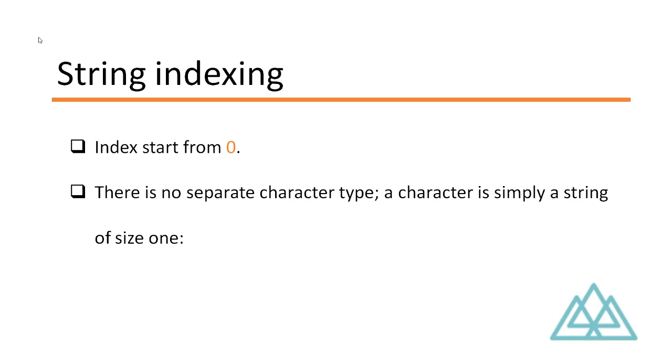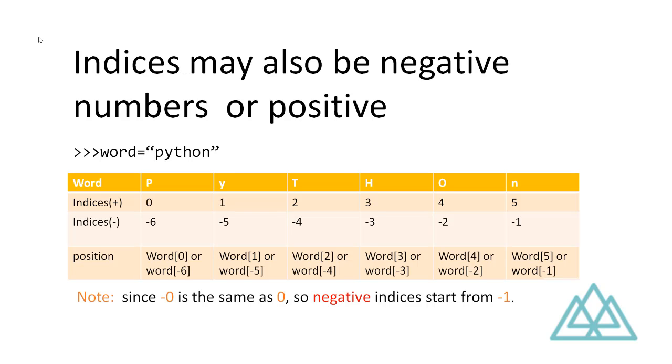Another important thing in Python is that indices may be negative. The indices can be negative and positive numbers. Like in this given example, we have a variable with the string Python, and the starting index from the left is 0, then 1, 2, 3, 4, 5, and the negative index starts from the right, and the first member from the right is n, which has index -1. So there is no concept of negative 0. That's why the indices from right to left start from -1, like in the given example.